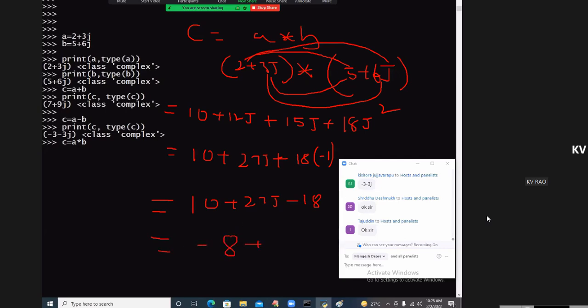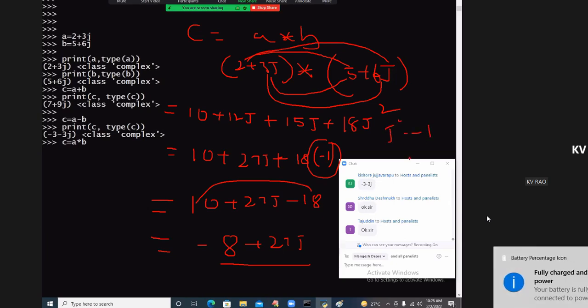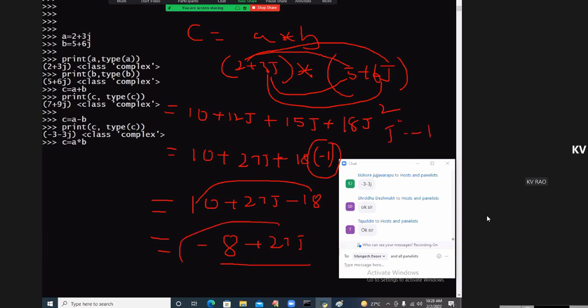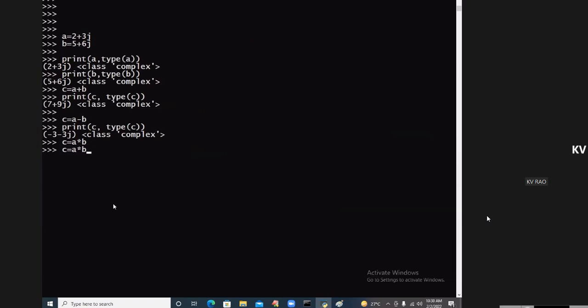Minus 8 plus 27j is the answer. If you take it as 1, you will get it totally wrong. There is a 28, it will become 28 plus 27j. So j square is equal to minus 1. Abdul Basit, you said the answer is wrong, but minus 8 plus 27j is the correct answer. So print of c, see that minus 8 plus 27j is the correct answer.